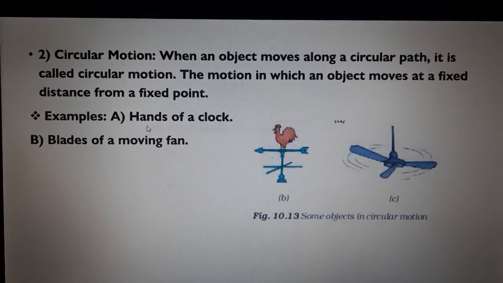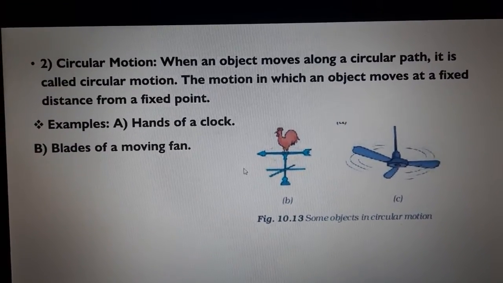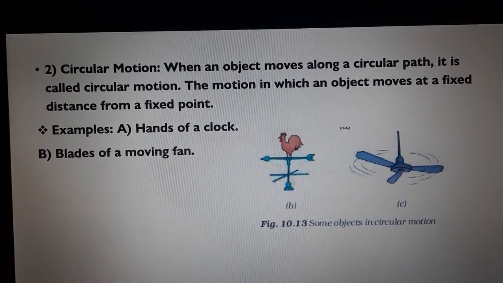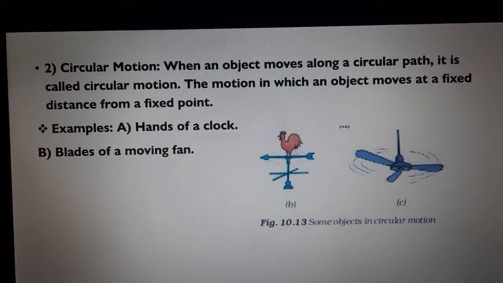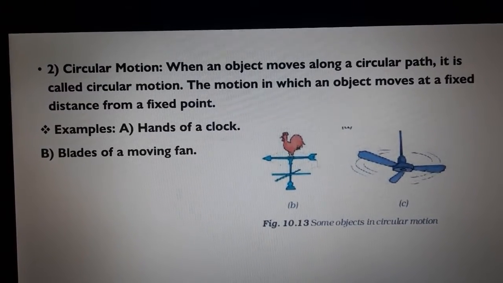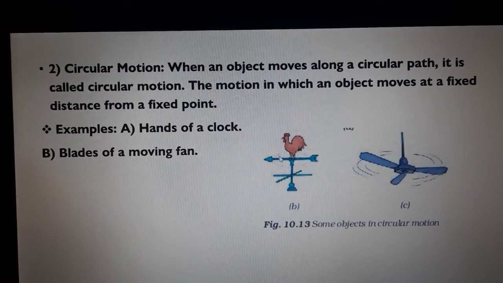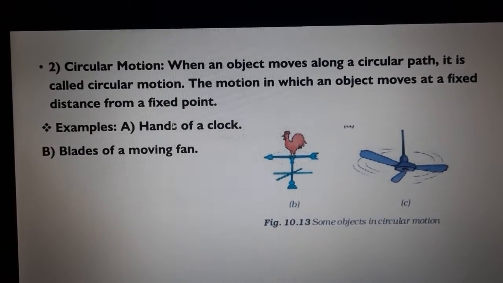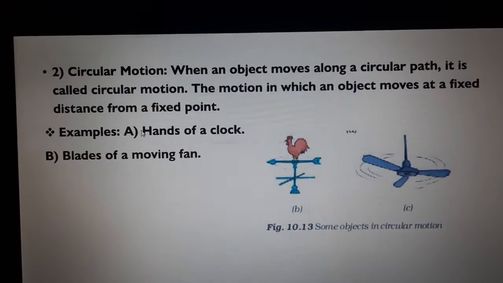The second example is hands of a clock. So these also move from a central point and then to a fixed point. It is not going to be longer or shorter, the distance to which it is moving. Therefore, it is considered to be a circular motion.